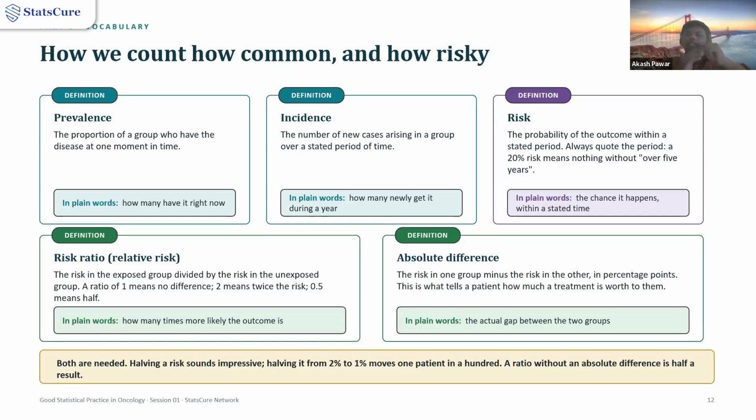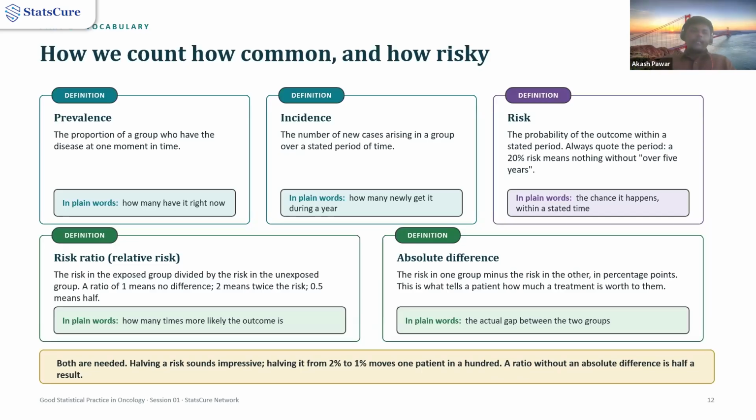Over the time, what is the... We would like to hold it, Akash. So basically, let's get the clarity on this aspect, the context of calculating prevalence, incidence, risk ratio, relative ratio, and absolute difference. Then it might be much easier to explain.